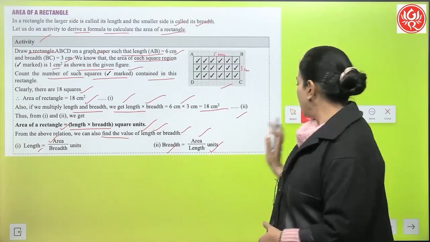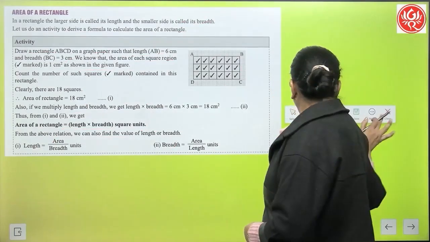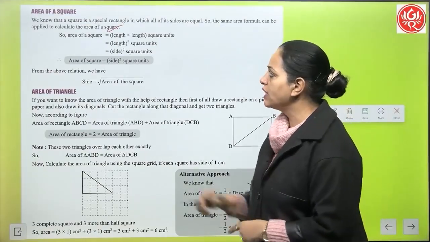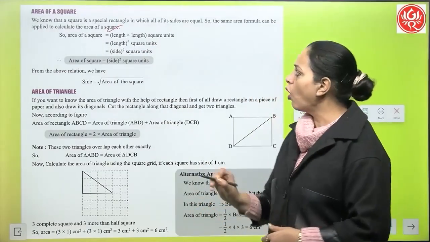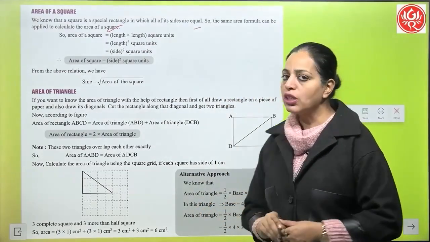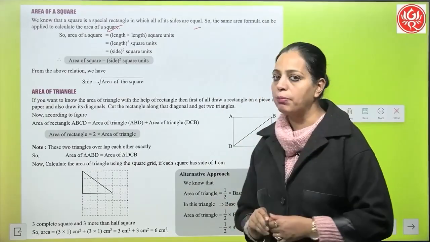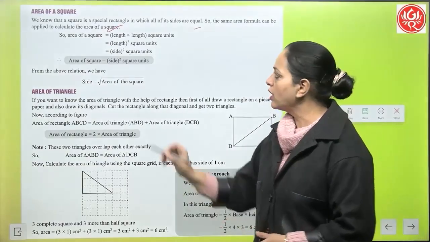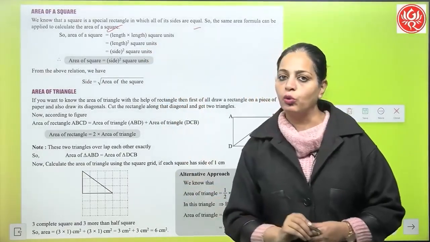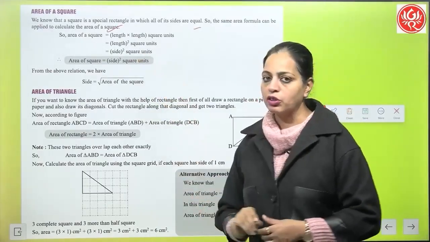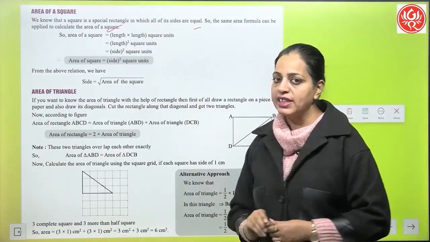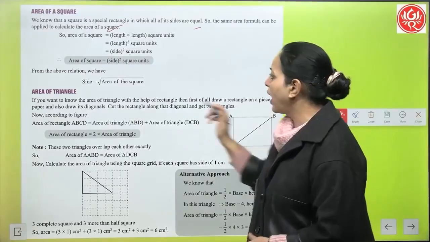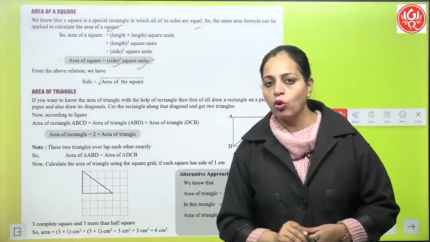So I hope this is clear to you. Very interesting and very easy. Now area of a square. We know that a square is a special rectangle in which all of its sides are equal. So the same area formula can be applied to calculate the area of a square. Area of a square is length into length square units, means length whole power 2, that is side square units. So the area of square is side into side square units.